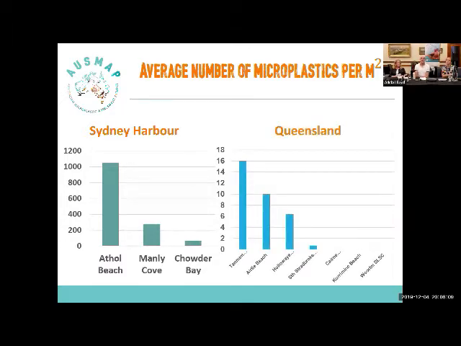So that's Sydney. In Queensland, we can see Tannum Sands being the highest, although it's still low. Only 16 items per square metre, but it's showing us very low levels compared to what we're finding in, say, Sydney or these larger urban areas. So it is really driven by urban inputs, more so than ocean inputs in most places.